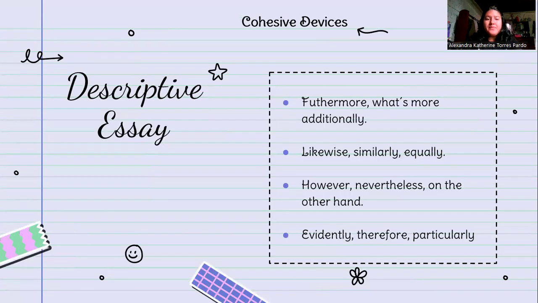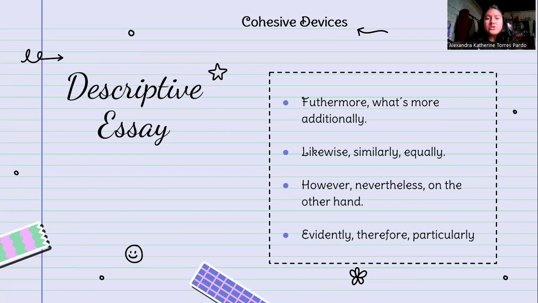Descriptive essay. A descriptive essay describes an object, person, place, or event that the writer has experienced. Writers use illustrative language to show the reader the topic that is described in the essay.